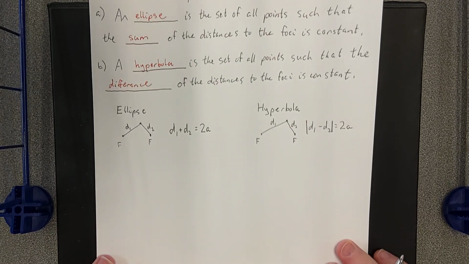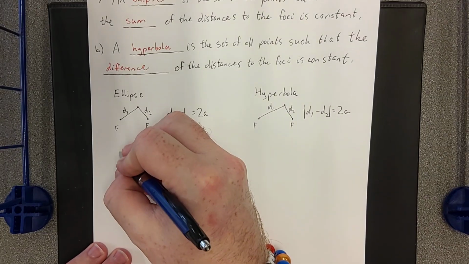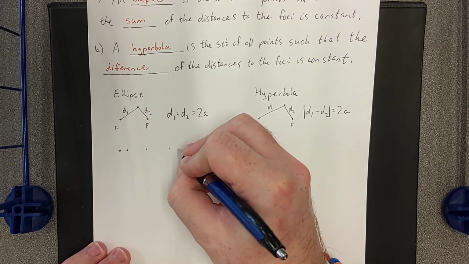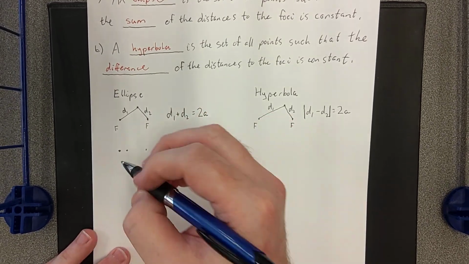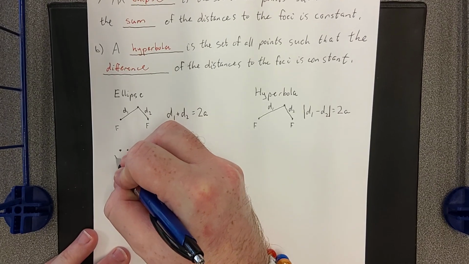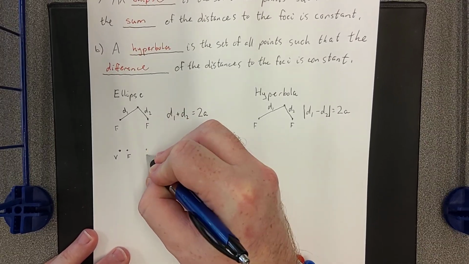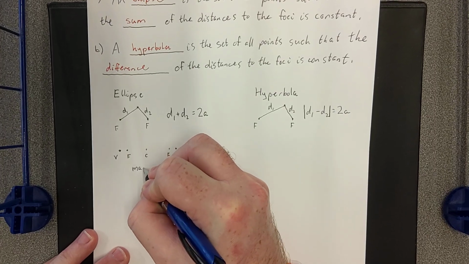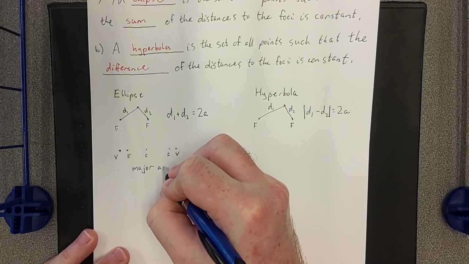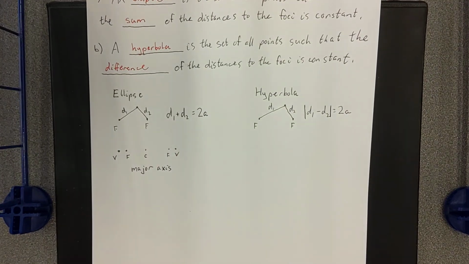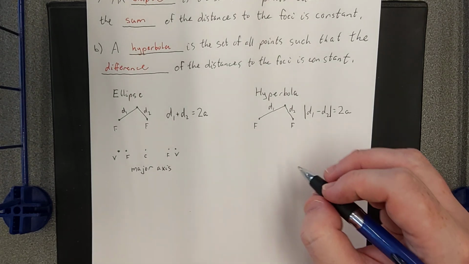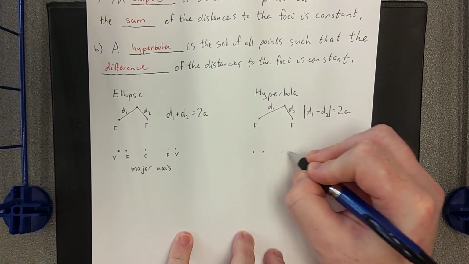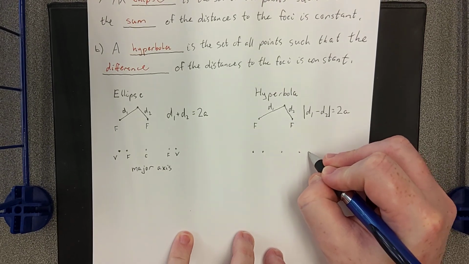Now, we were able to define the ellipse in terms of 5 points that all lie along the same either vertical or horizontal axis. These points were referred to as the vertex, the focus, the center, the focus, and the vertex. We refer to that as the major axis. Well, those same 5 points exist for the hyperbola as well. However, the order in which we see those 5 points is not the same.